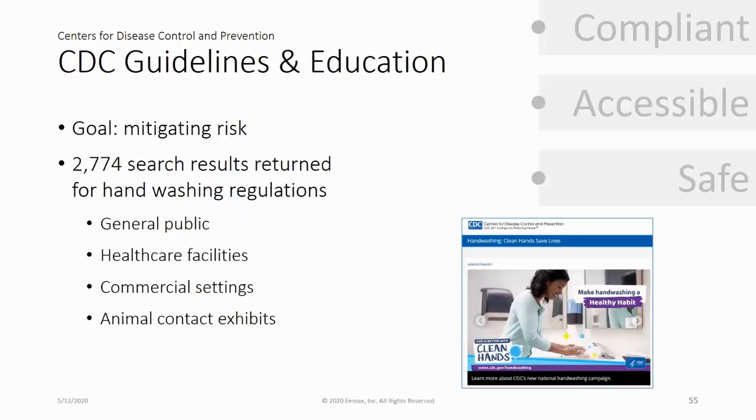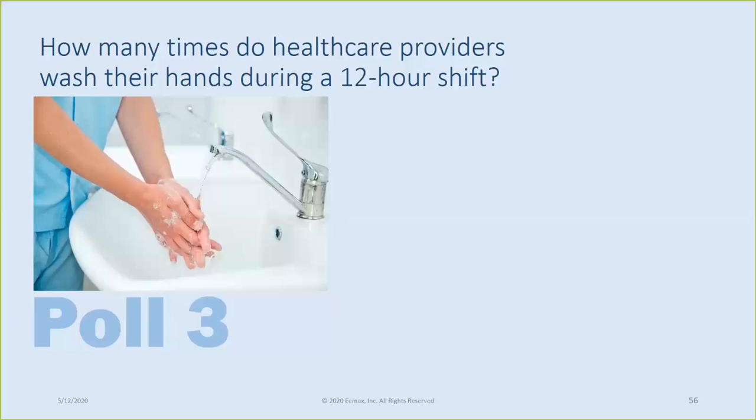CDC, guidelines and education. If you go to the CDC website and type hand washing in their search bar, you're going to get almost 3,000 different results of hand washing facts and articles. The 4 main topics are general public, healthcare facilities, commercial settings, and animal contact exhibits. So it's a great resource for you.